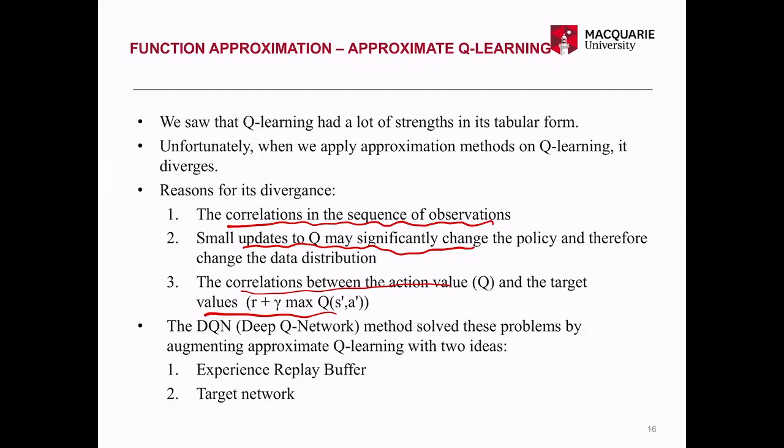Now, in DQN, the Deep Q-Network, they addressed all these 3 issues by introducing 2 revolutionary concepts. One of them is the experience replay buffer, which I'll elaborate on further, and you're also going to implement it in today's practical. And the other is a target network, which is a copy of your network but with a delay, and it will solve the third correlation, the correlation between action values and the target values.